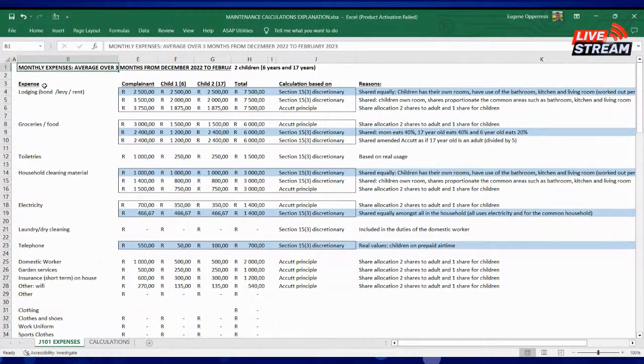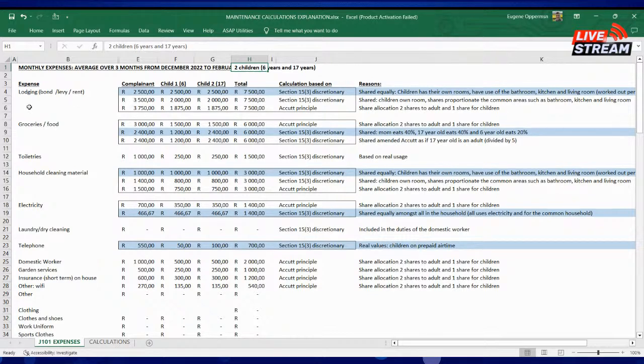But I make a note at the top to say that I've taken 3 months of expenses, the average over 3 months, for example, from December to January, to calculate these. This is based on 2 children, obviously the mother and 2 children, ages 6 years and 17 years old. This is just by way of example, so that you can see what I mean by how we can manipulate or change the figures to make it more clear and more reasonable and more fair.